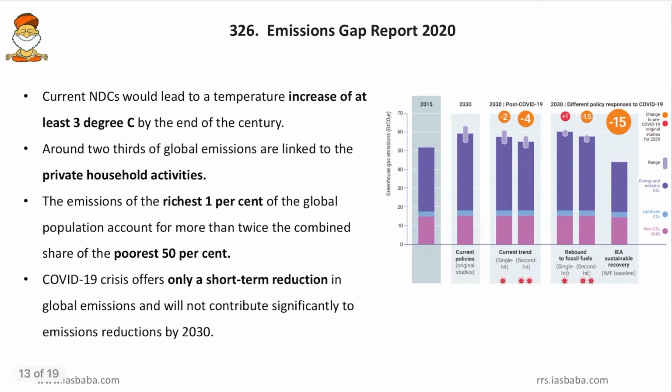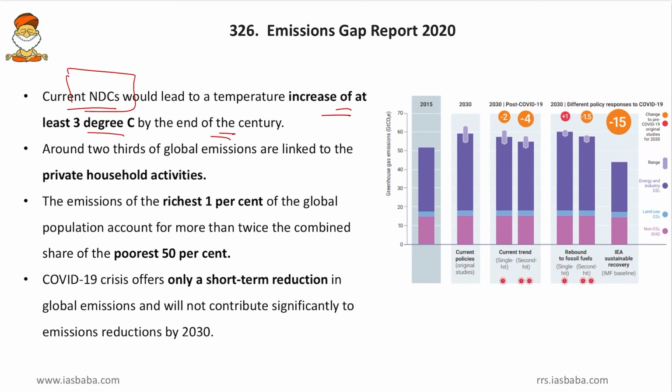Then come to next, the current Nationally Determined Contributions, or NDCs, would lead to a temperature increase of at least 3 degrees Celsius by the end of the century. So these current NDCs were actually intended to stop the increase in global warming, but however, as per the going speed, it is depicted that we will have an increase of 3 degrees Celsius.